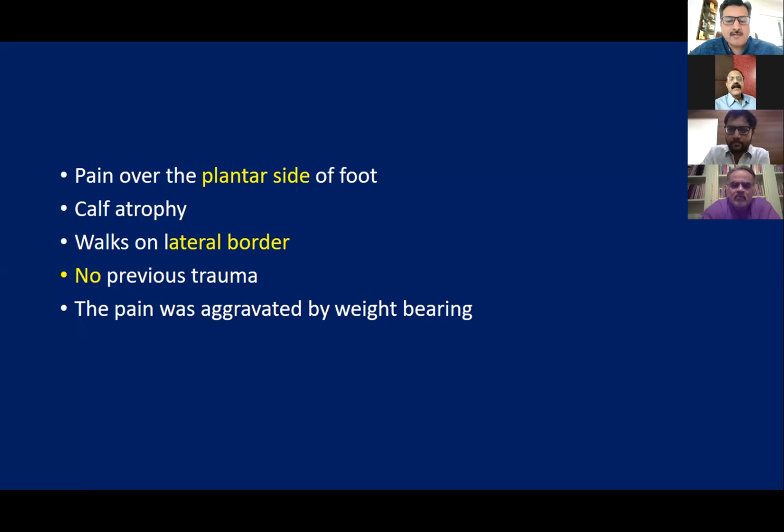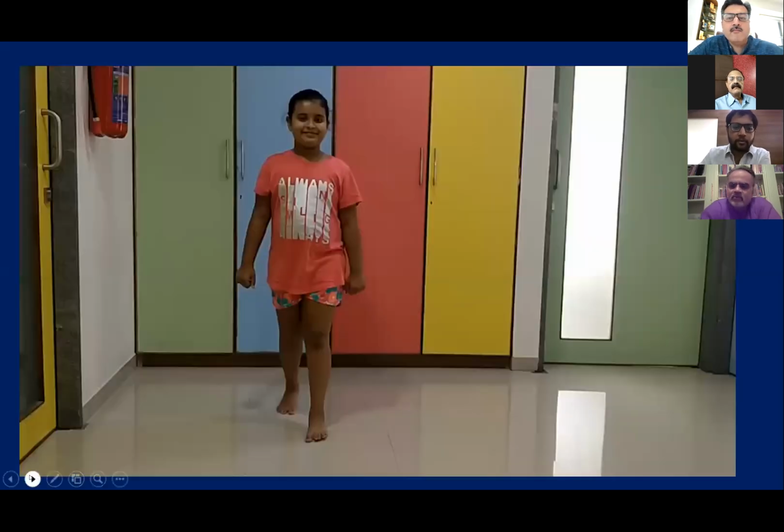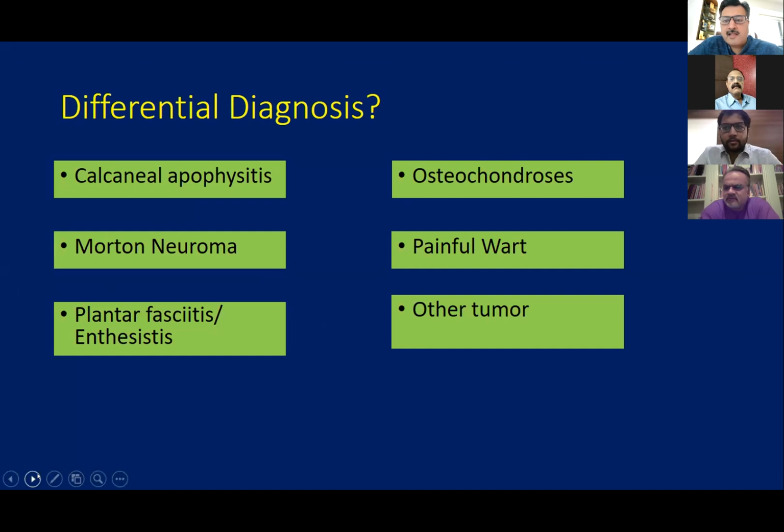So yes, Shalin, please go ahead with what we thought in differentials. What's the subtalar motion? Subtalar motion was fine. There's normal subtalar motion, so the joints were fine on examination. There were no systemic complaints and no diurnal variation of the pain. So with this, we thought of this diagnosis for a plantar-sided foot pain.